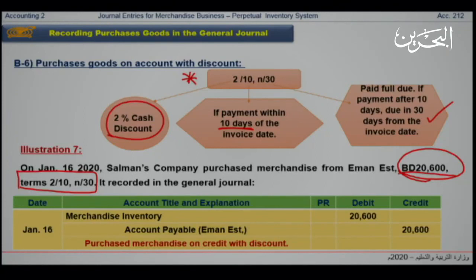Let us write the purchase transaction. If I purchase merchandise, the inventory for me will increase, and by this term I know that I didn't pay the amount of this purchase. So the purchase will be on account. So my liability will increase with accounts payable, and it will be 20,600 affected on the credit side.